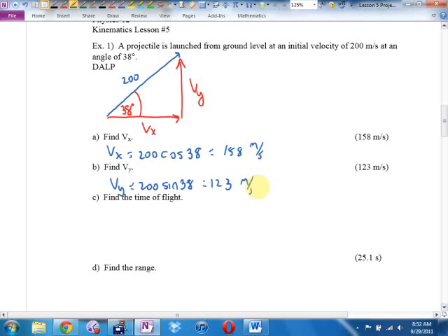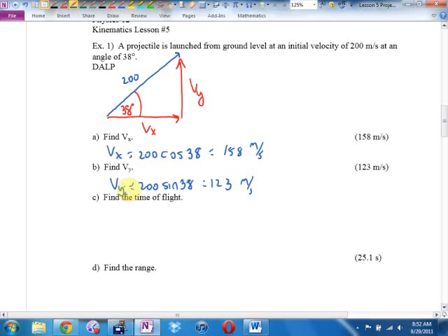Now, Kara, you may have noticed often next to Vy, I'll put a little i for initial. Why don't I put a little i for initial next to Vx? It never changes. That'd be a waste of time. But Vy does, so I might want to remind myself, this is what I'm starting out at vertically, and it's going to be getting smaller, smaller, smaller, smaller. Zero for a split second! Getting bigger, bigger, bigger, bigger, but negative. Okay.